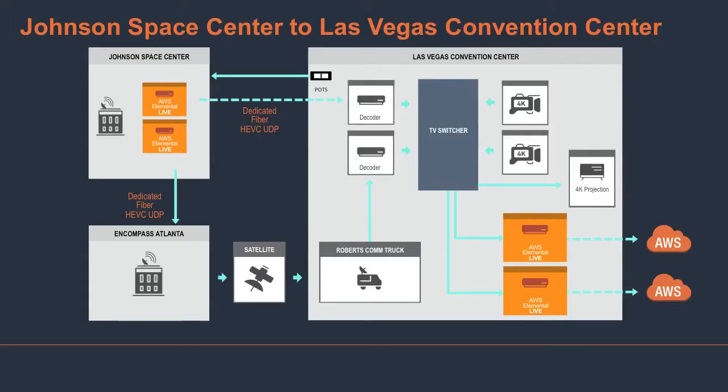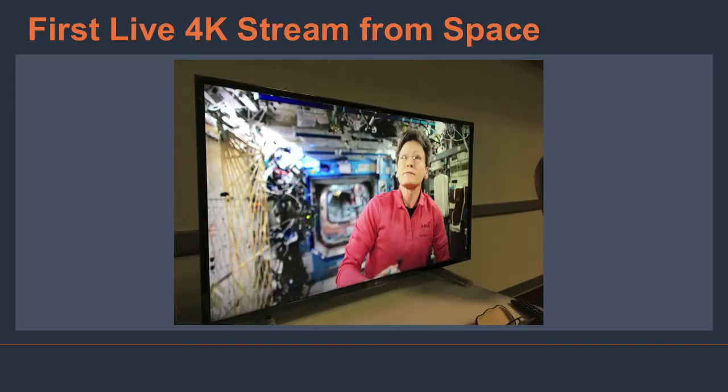Then once in Las Vegas, we had a dedicated fiber line that was serving as our backup. Then we had a satellite transmission at the time from Encompass in Atlanta, who is NASA's production partner as well. Then we produced the show and then sent it back out on 2 encoders.